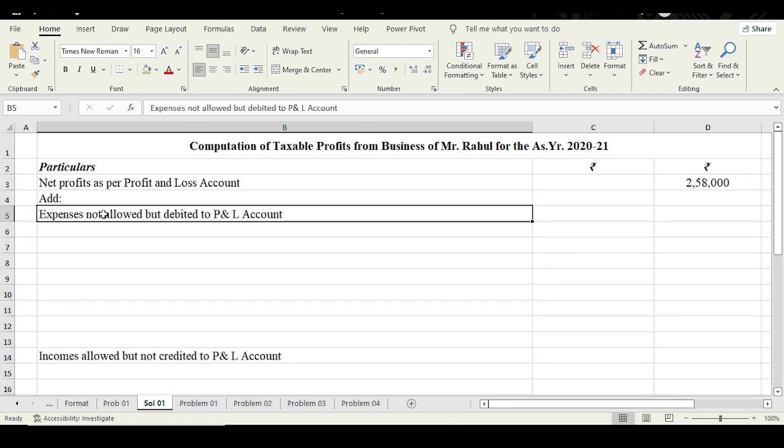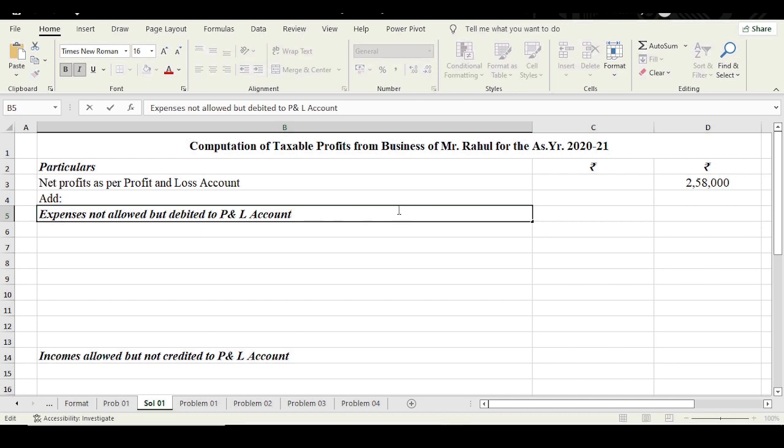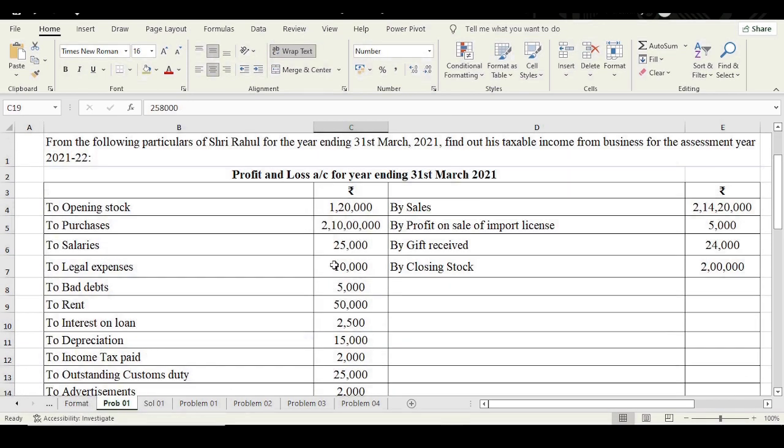Coming to expenses not allowed but debited to P&L account. Where will you find these items? It is already debited to P&L account. So you have to refer to the debit side of P&L account. This is where the information relating to these items will be available. Let us quickly go ahead and check opening stock.